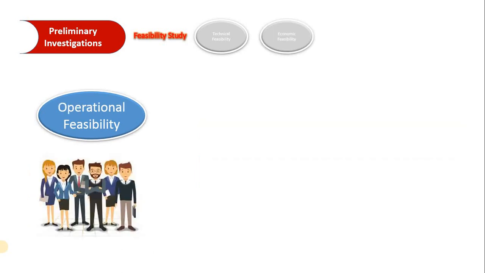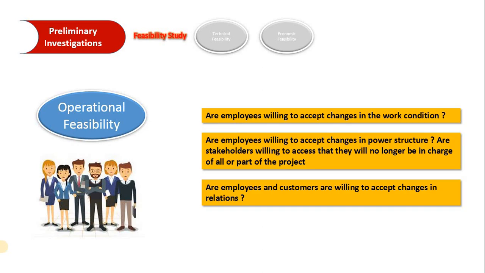Next is operational feasibility, which focuses on the employees of the organization. Here it checks whether the employees have the ability to change with your system. There may be changes in the power structure from high management to lower categories. Is it okay for them? And are the changes to the relation between the organization and their consumers accepted or not?